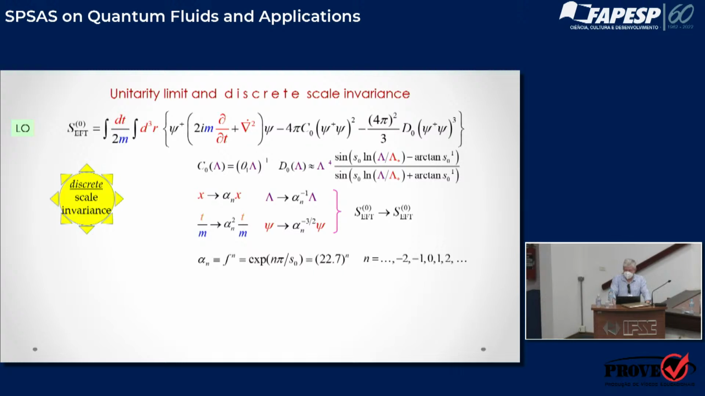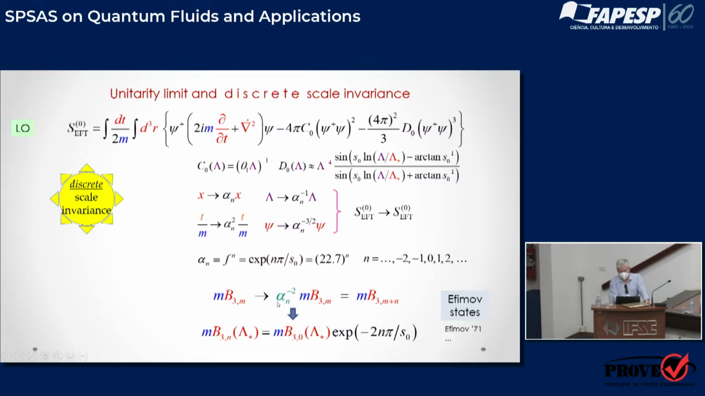So what is the effect of this? I use the same argument that I had before. My energy gets transformed with the scaling factor alpha to the minus 2, but now it is a set of discrete values of alpha.